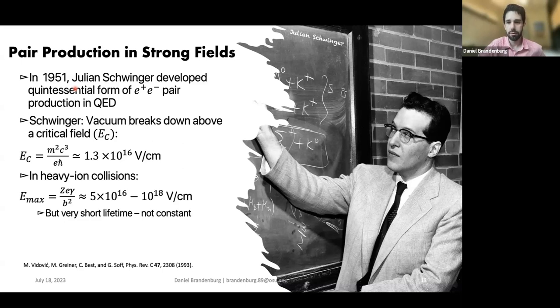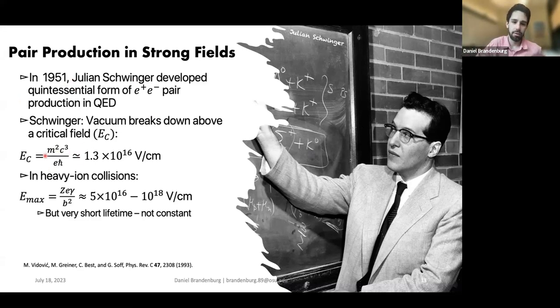Now, this is an extremely strong field strength by everyday standards, but it turns out that in heavy ion collisions, where we have these large amounts of charge and very fast interactions, we actually do achieve field strengths not only this strong, but actually a few orders of magnitude stronger in the case of LHC collisions, for instance. So in principle, we're getting to this place where the vacuum is unstable against pair production.